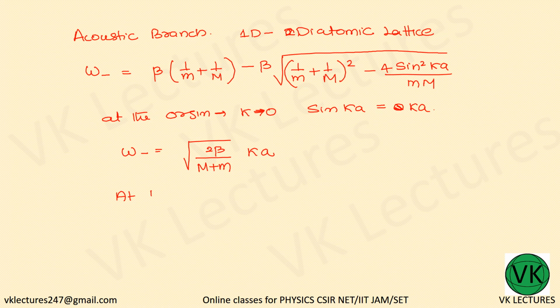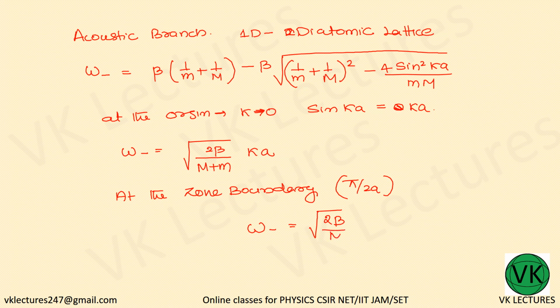At the zone boundary, pi by 2a, that means the zone boundary equal to pi by 2a, omega minus equal to root of 2 beta by capital M. So this is the value of omega minus, that is the acoustic branch at k tending to 0, and this is the value of frequency omega minus acoustic branch at the zone boundary pi by 2a.